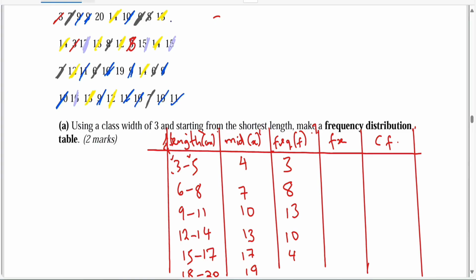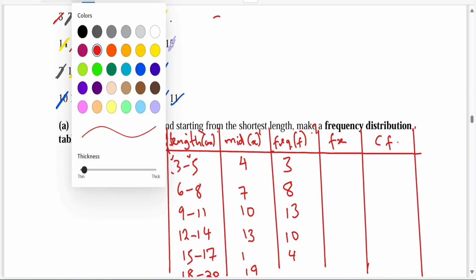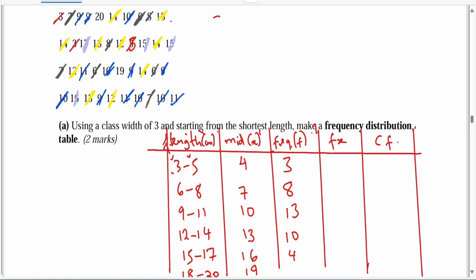So hapa midpoint pia nadhani tumekosea. So the midpoint of this one is not 17, but it should be 16. So ukiona kosa ndogo tu, you can rectify me. So I'm trying my level best to not commit any mistake.